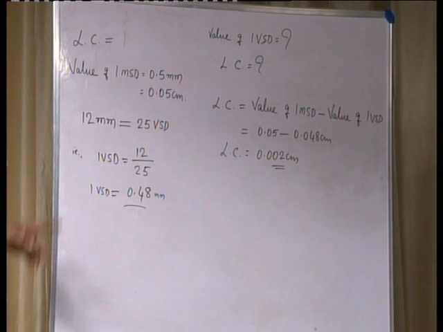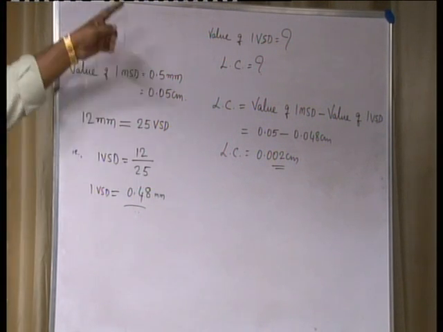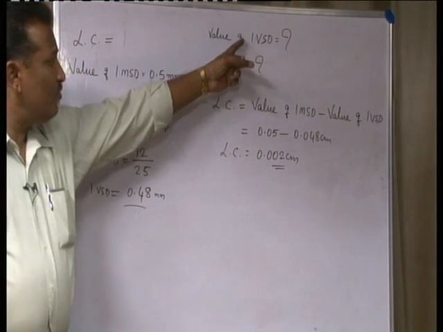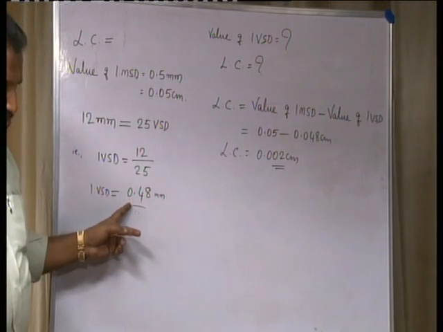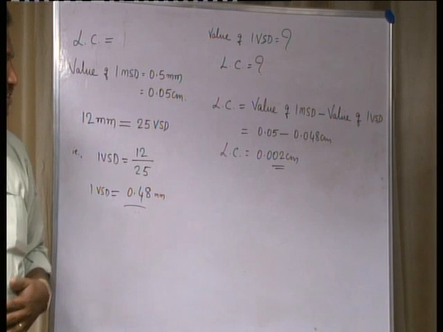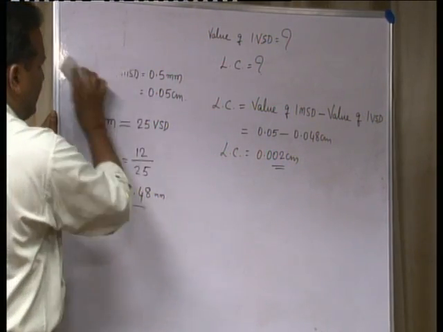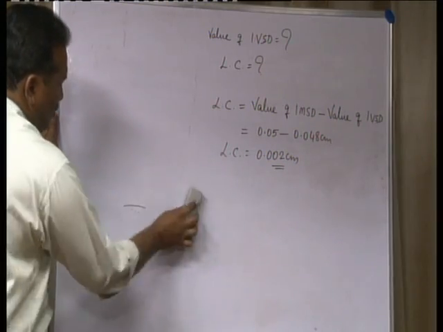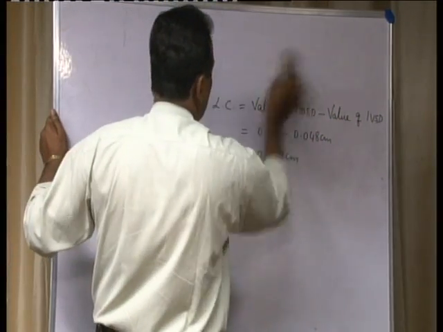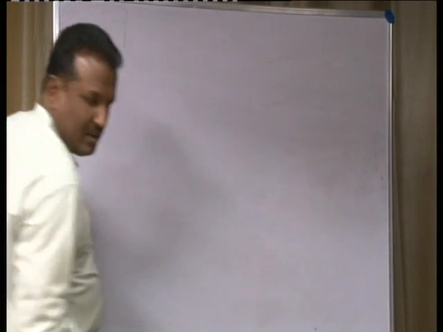For a calipers whose main scale is divided in half mm and 12 mm of that vernier scale contains 25 vernier scale divisions, in such a calipers the value of 1 VSD is equal to 0.48 mm and the least count of such a calipers is 0.002 centimeter. This is the solution for this problem. It is also given in the previous examination. Now, let us move on to the next problem. So, go through the next problem.